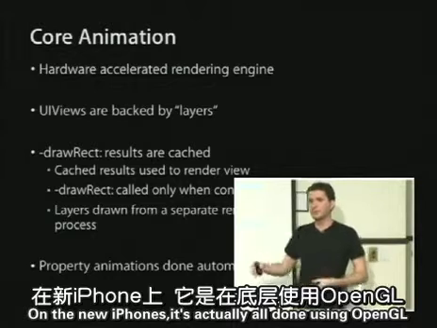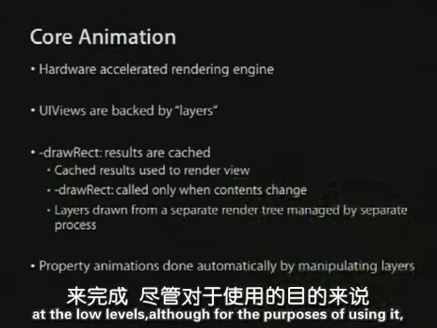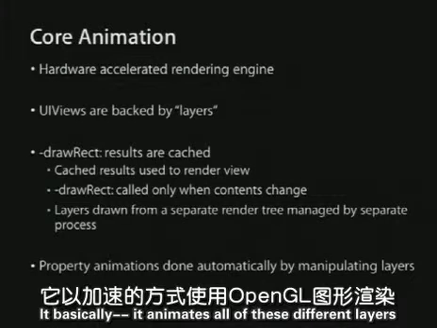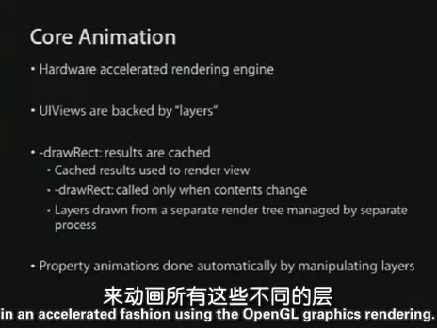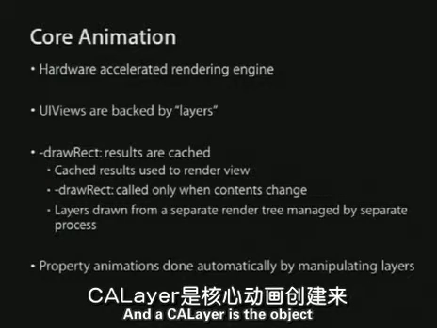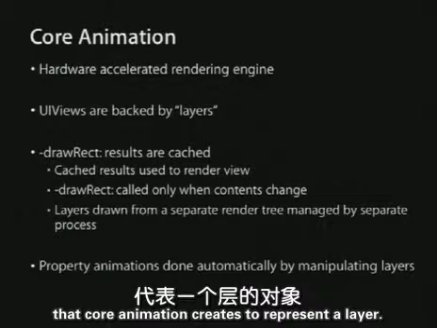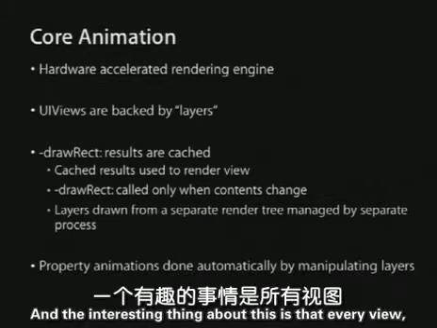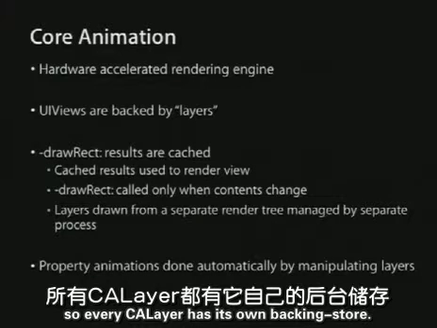On the new iPhones, it's actually all done using OpenGL at the low levels, although for the purposes of using it, you don't actually have to know anything about OpenGL. It animates all of these different layers in an accelerated fashion using the OpenGL graphics renderer. So every UIView is backed by a separate CA layer, and a CA layer is the object that Core Animation creates to represent a layer. You can actually get the CA layer from the view, as I mentioned. And the interesting thing about this is that every view, so every CA layer, has its own backing store.